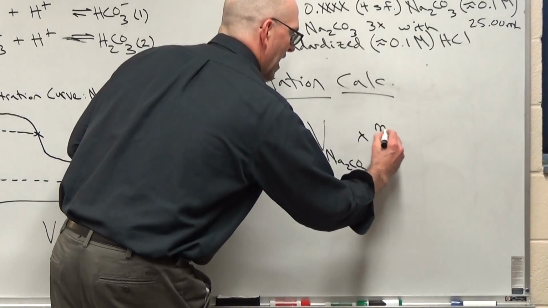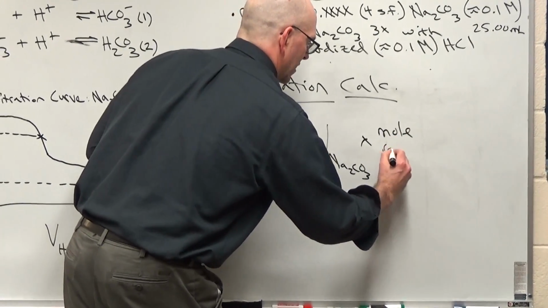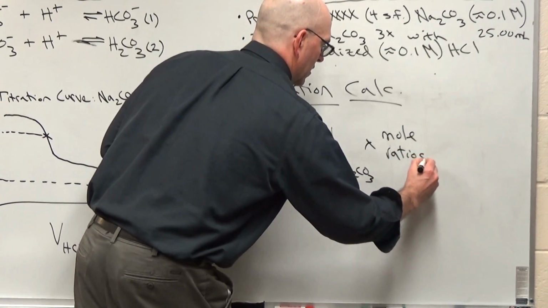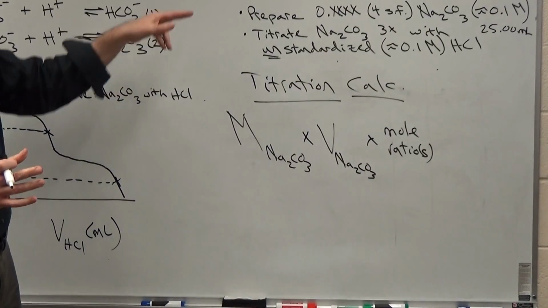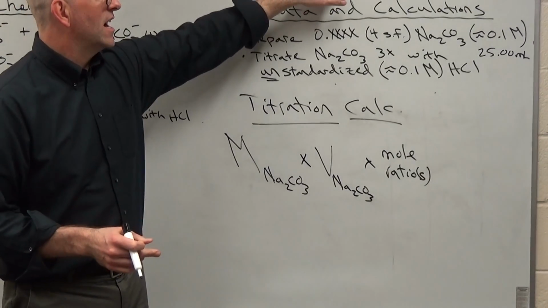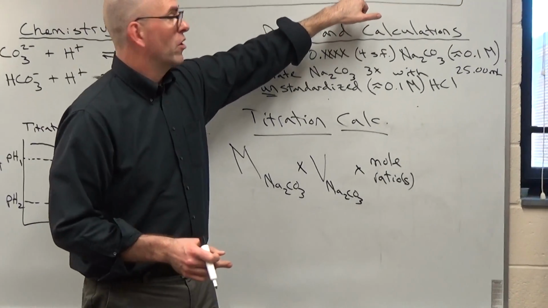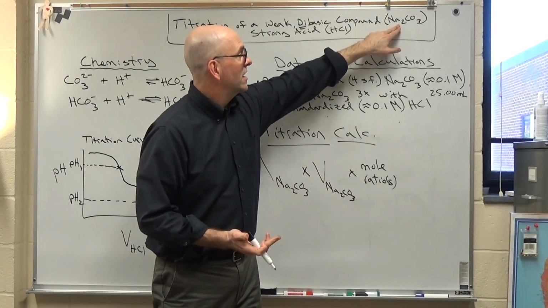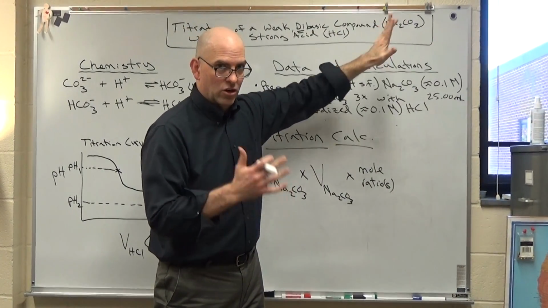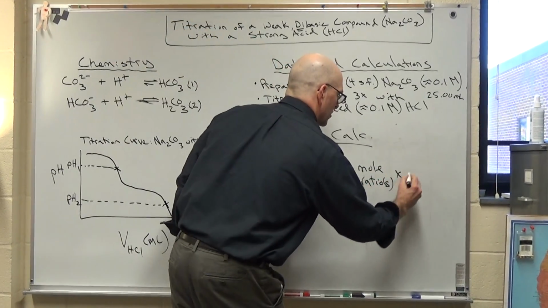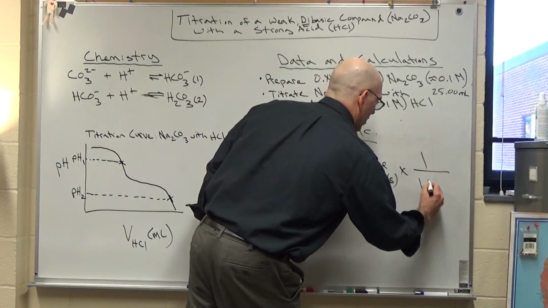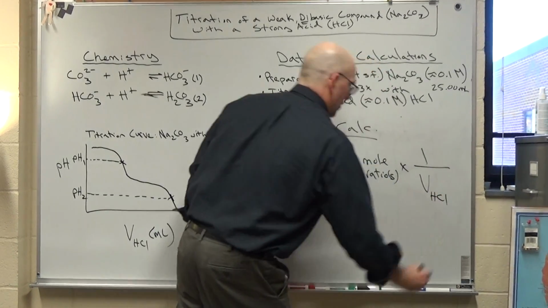Now you multiply by your mole ratios, however you want to look at it. I'll let you figure that out. Actually, if you think about it, it's HCl, a monoprotic strong acid, and dibasic carbonate. So that should give you some clues on how to use the mole ratio. Then you multiply by 1 over the volume of the HCl.